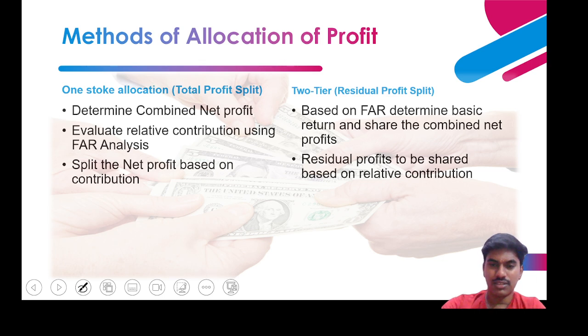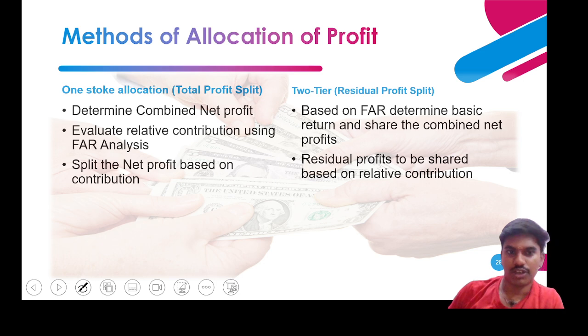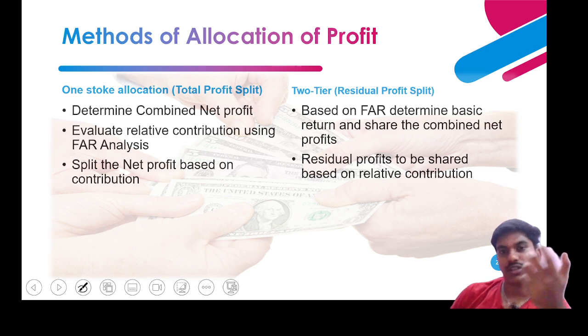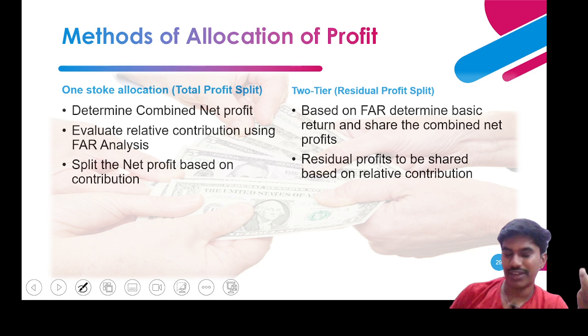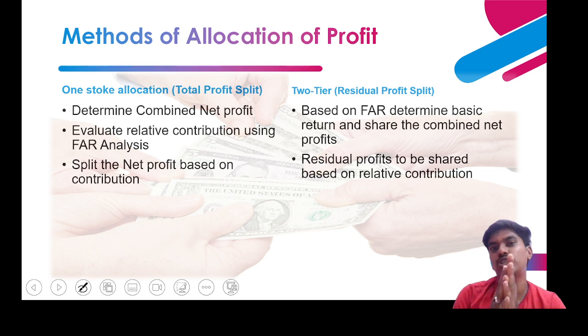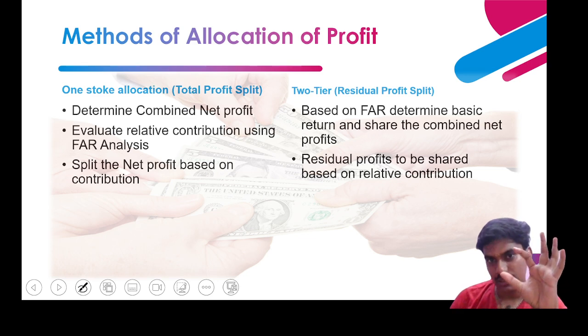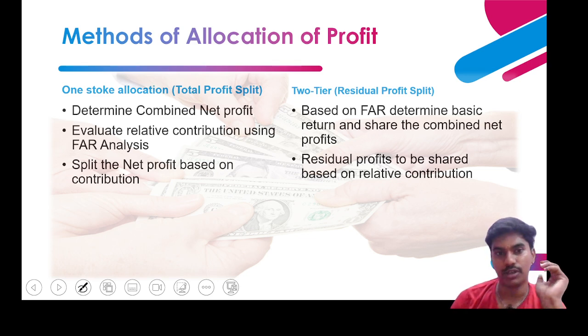Okay. So this is a good example for us to remember 2 methods of allocation. First one, total profit split. It should be based on combined net profit, the total parotas. Evaluate relative contribution in FAR analysis. FAR I have already said: functions performed, assets employed, and risks assumed analysis. This is one of the major parts of your transfer pricing study. Once you qualify, just check a transfer pricing study. It will be this bulky. It will be a very good document to read also.